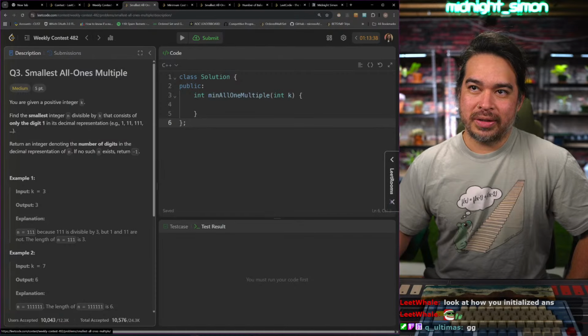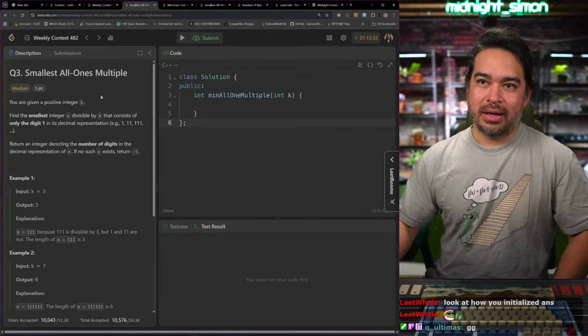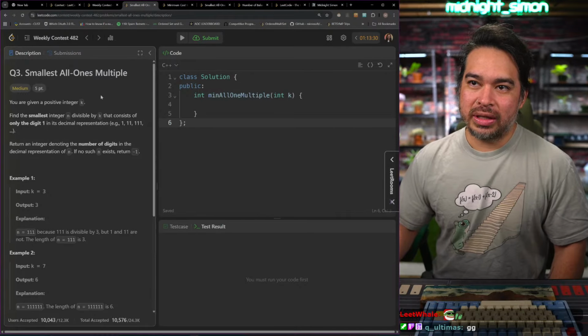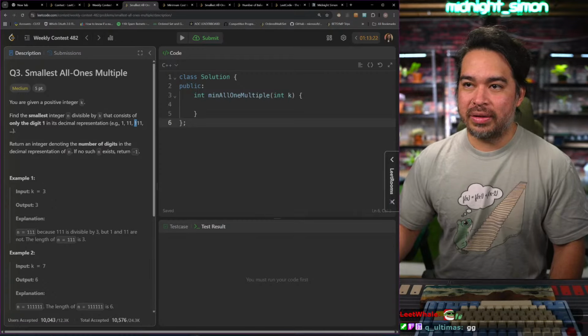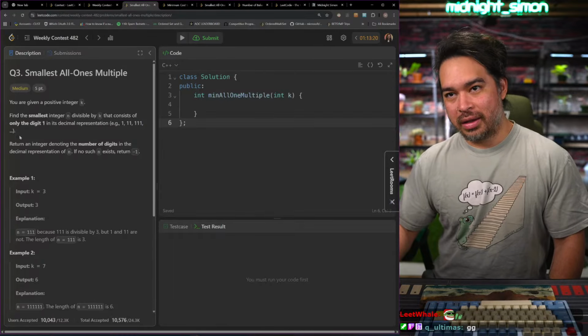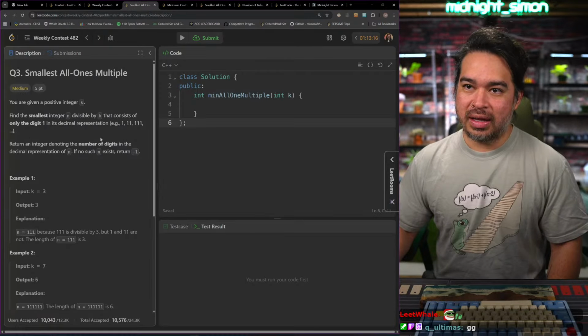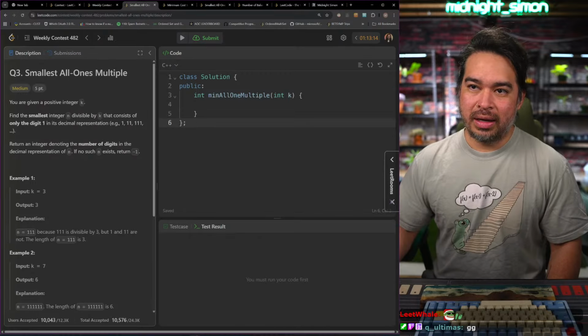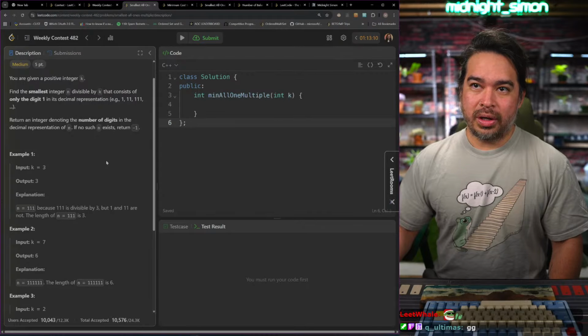Alright, smallest all ones multiple, Q3. You're given a positive integer k. Find the smallest integer n divisible by k that consists of only the digit 1 in its decimal representation. Example 1, 11, 111, and so on. Return an integer denoting the number of digits in the decimal representation of n. If no such n exists, return -1.